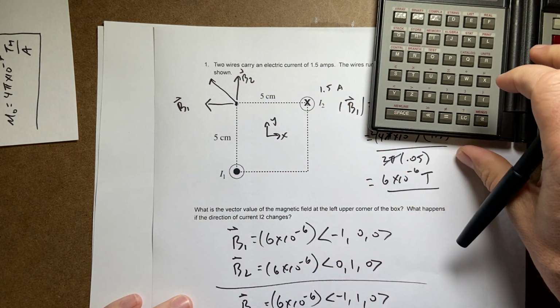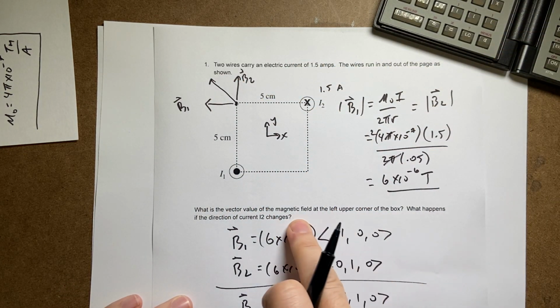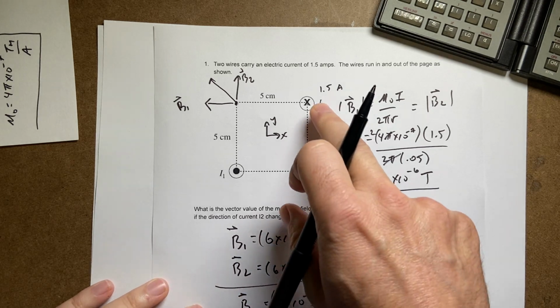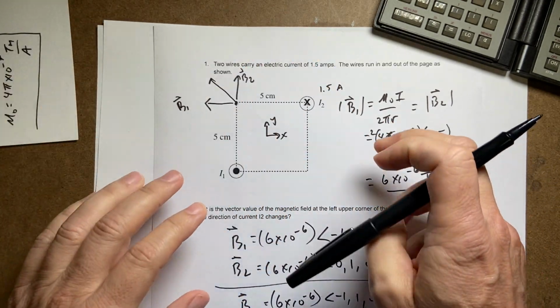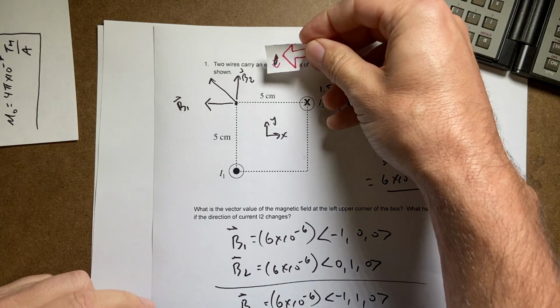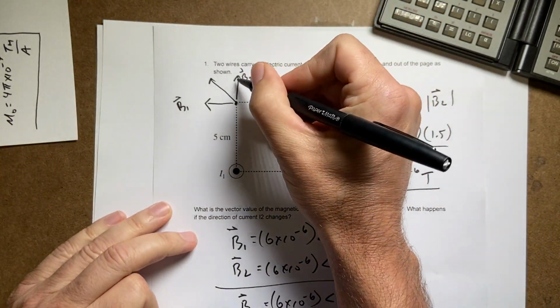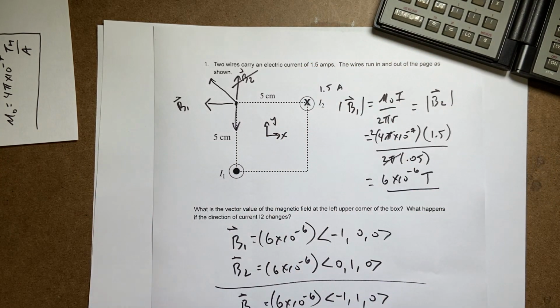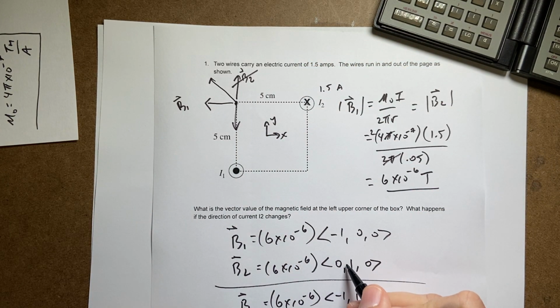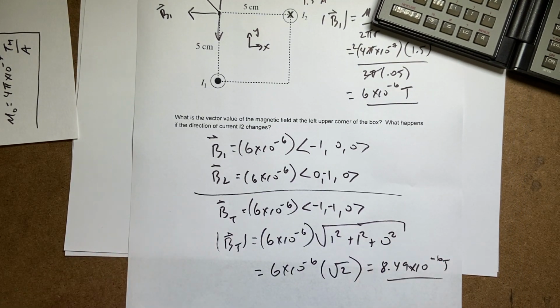Okay, now for part 2, it says what happens if the direction of I2 changes? So what happens if this one's coming out? Well, now I use my right-hand rule, and this would change like this. So this would just change this value right here to negative 1. And that would be it. And then the magnitude would still be the same. There you go.